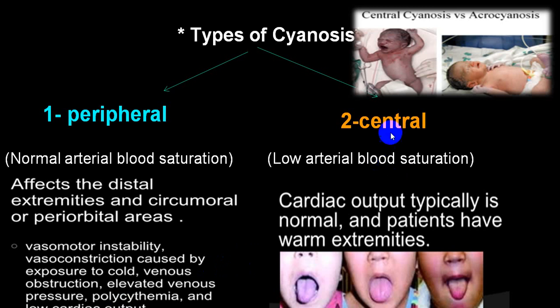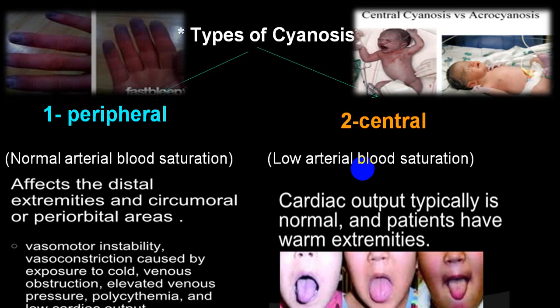While in central cyanosis, there is a low arterial blood saturation, and this will be because of atmospheric conditions, respiratory conditions, that is ventilation problems, and the cardiovascular system, that is, what we call circulation. So these three conditions will be most commonly responsible for central cyanosis. As well, pigmentary cyanosis will produce central cyanosis. So don't forget pigmentary cyanosis.